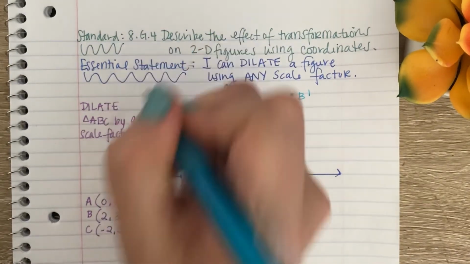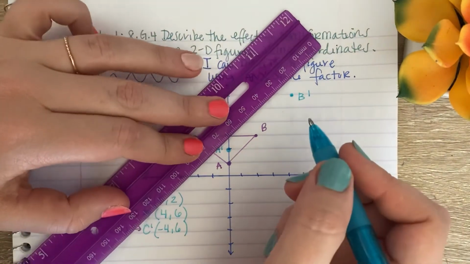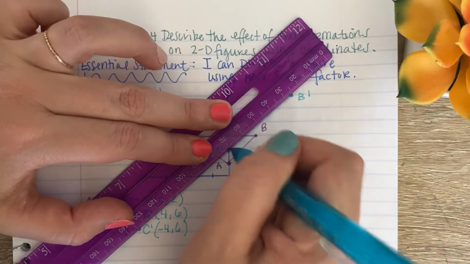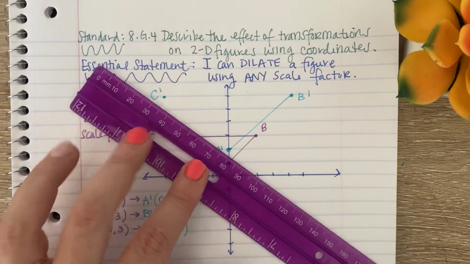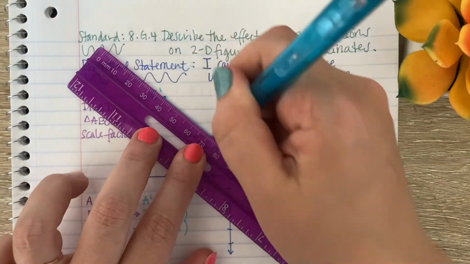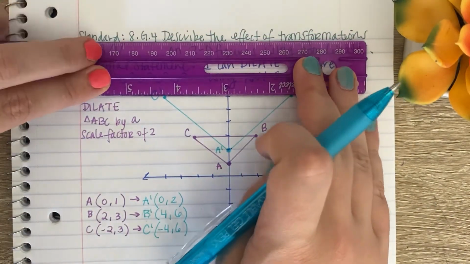So if you notice, these triangles are similar, but they are not the same size. For dilations, the size changes. So let's go ahead and connect these points. And there is our dilated image.